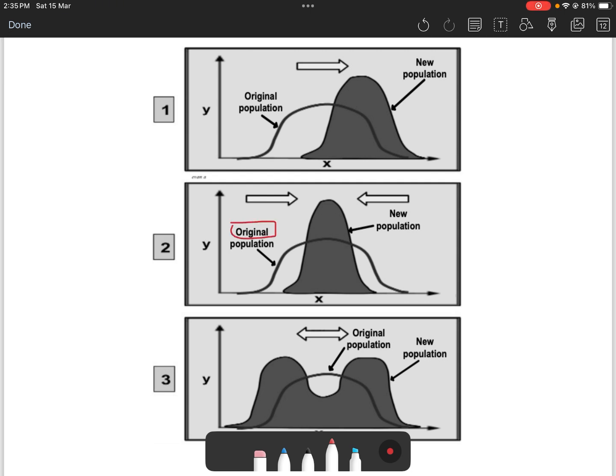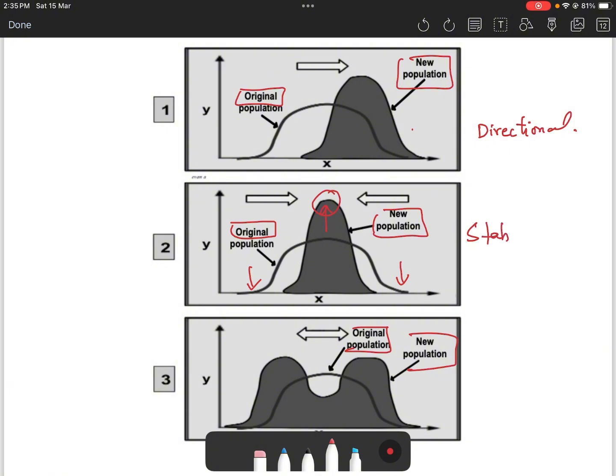Focus on original and the new in all, original and new, original and new. So here the extremes are not selected. Sorry, one minute. So here it's moving towards the one extreme, you can say. So it's called directional. In this one, the extremes are not selected, only the average one is selected. So this is stabilizing. And here the average is not selected while the extremes are selected. So this is disruptive. Okay.